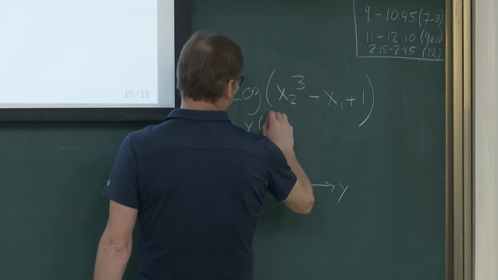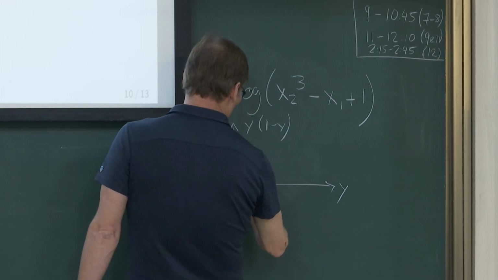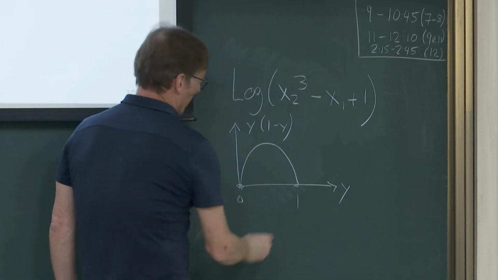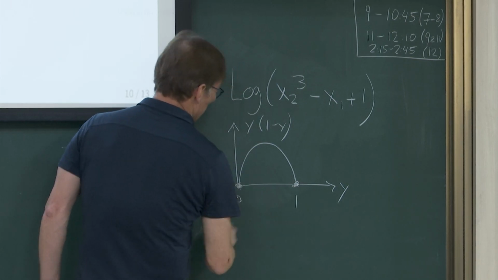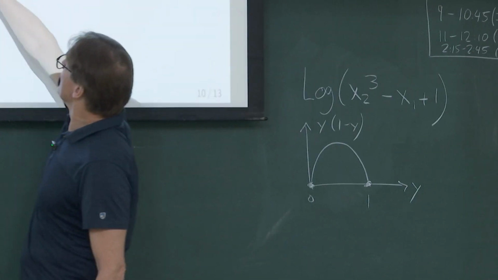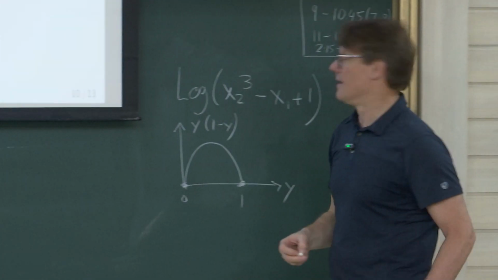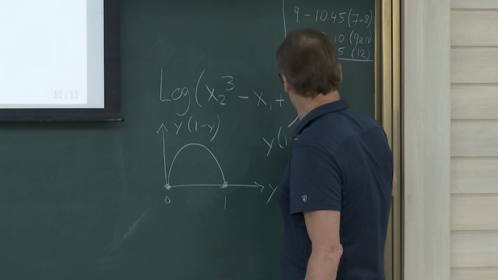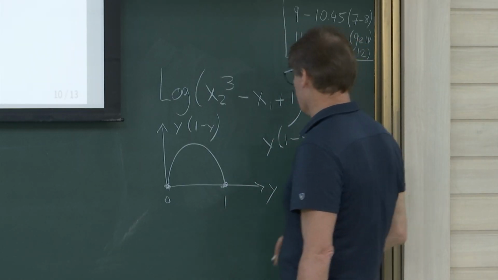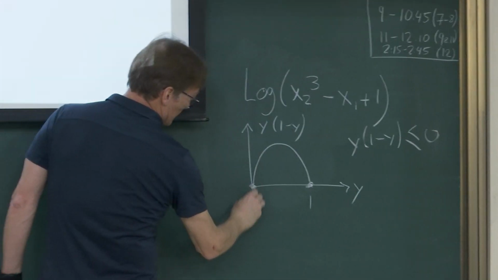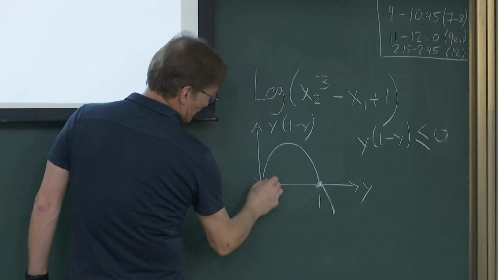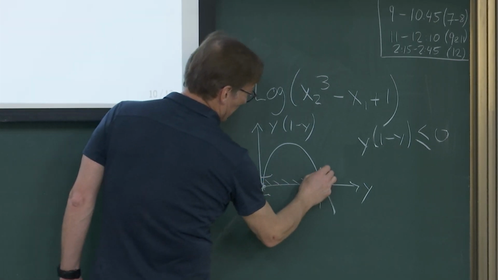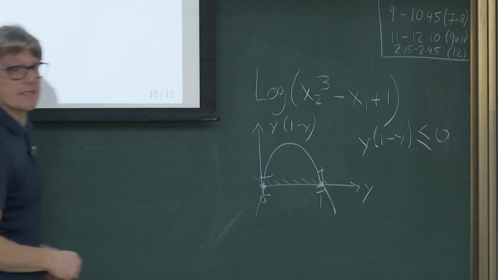Here is y times 1 minus y. There's 0. There's 1. That's what it looks like. And this function is 0 at exactly 2 points, right? You can actually relax this. You can also say y times 1 minus y less than or equal to 0, which means this nonlinear function has to be less than or equal to 0, so it has to lie below the half plane here. But because y is between 0 and 1, there are just these 2 points.